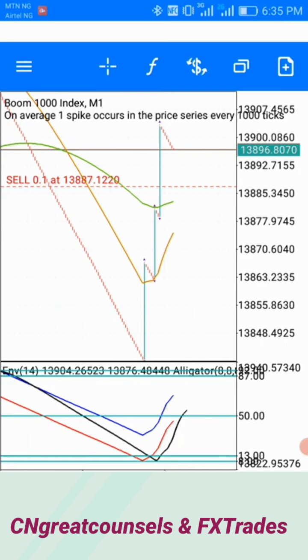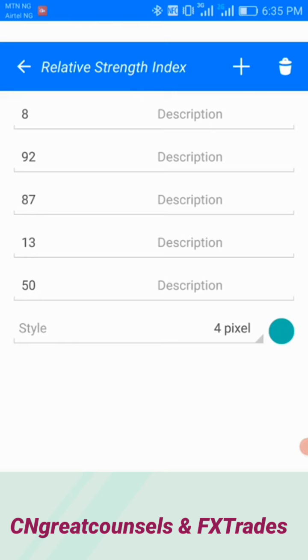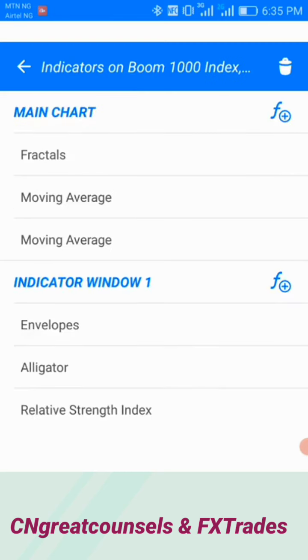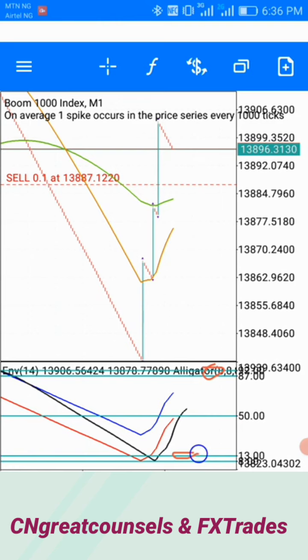remember it must be inside the level, it must be inside the level. Okay, let me show you the level again. Relative strength index. Okay, look at the levels: 8, 92, 87, 13, 50. So for boom, you are looking at it crossing right inside between 92 and 87. This is 92 and 87. Why this one is 13 and of course 13 and what again?